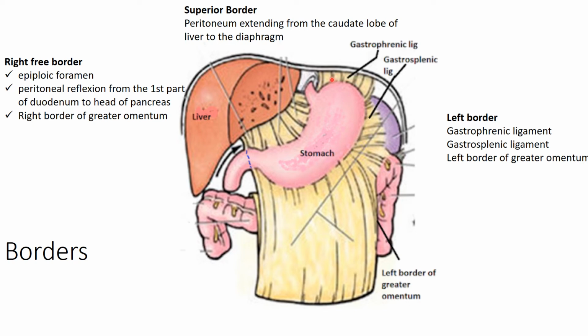On the left border, it is formed by this gastrophrenic ligament running from the fundus to the left hemidiaphragm, the gastrosplenic ligament from the fundus to the spleen, and the left border of the greater omentum before the two sheets fuse, and the inferior border is formed by the juncture between the anterior and the posterior laminae of the greater omentum.